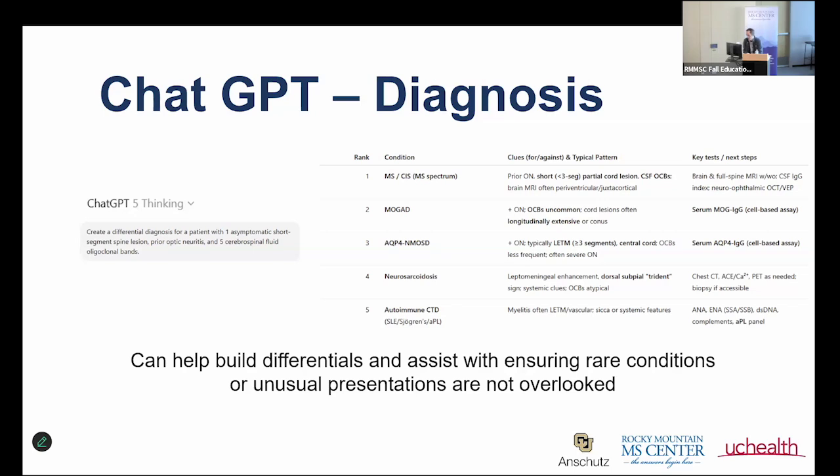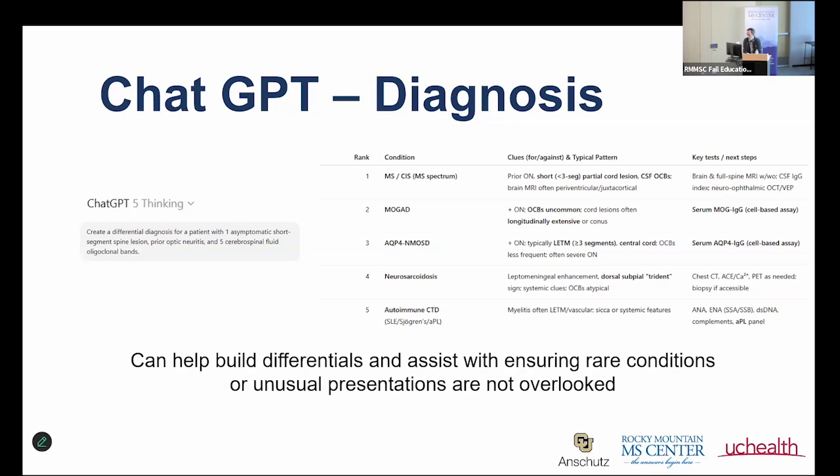And so I personally thought the AI really did a great job on this one. I put in a story that was really concerning for MS, and I put MS right at the top. It explained very well why that was the case over in that clues pattern. And it recommended a couple things for me to do to help confirm the diagnosis. So I think this is really nice, both as a validation, but then also for us to think about some rare things that we would not see as much.